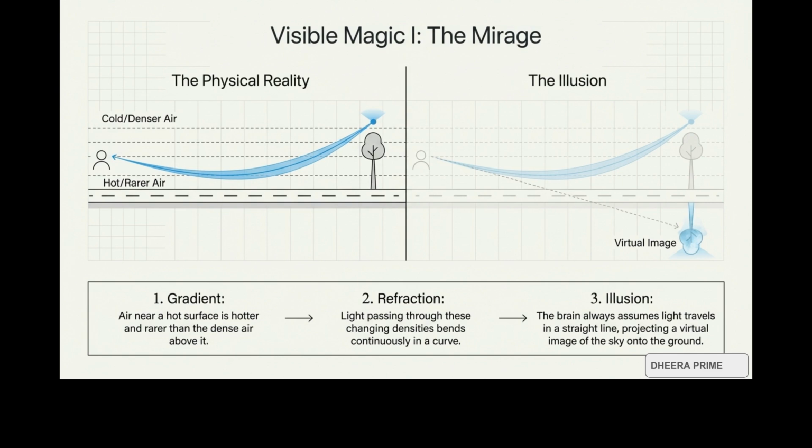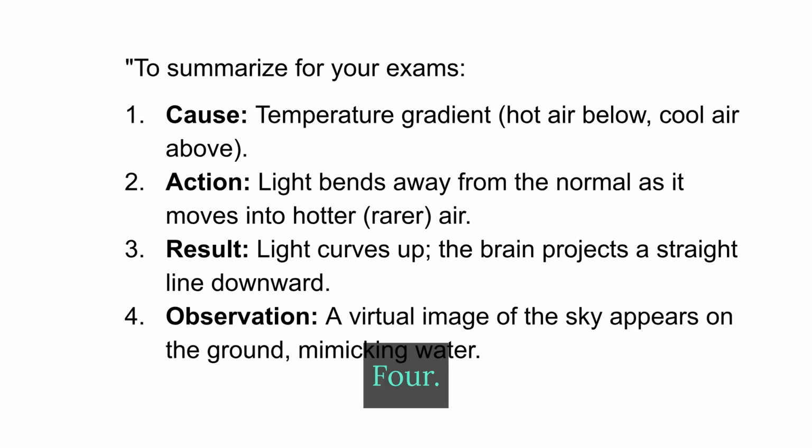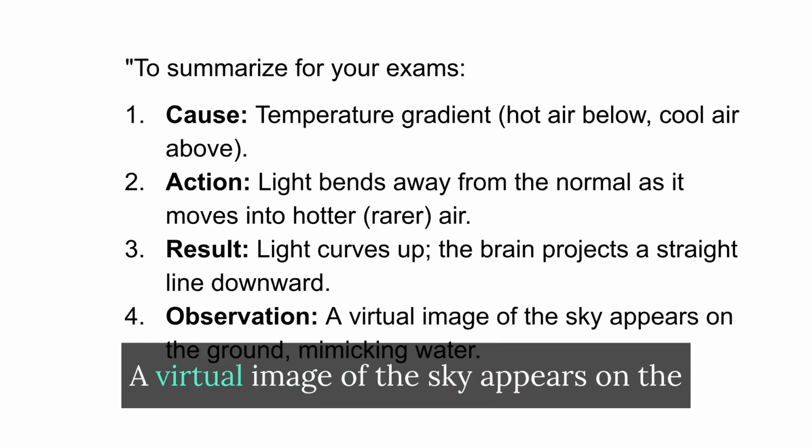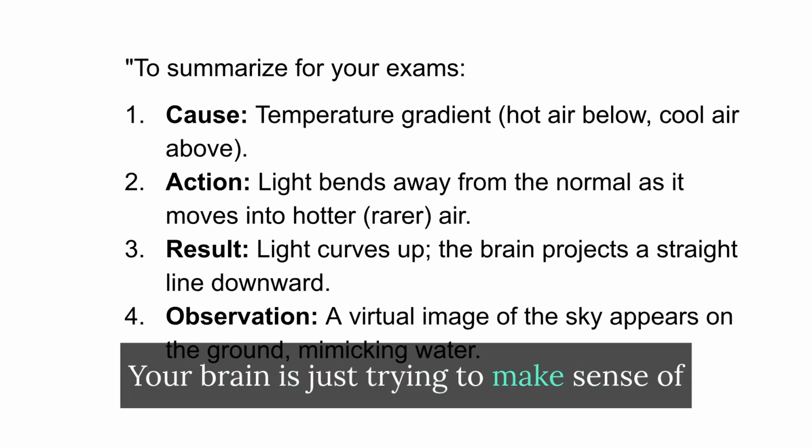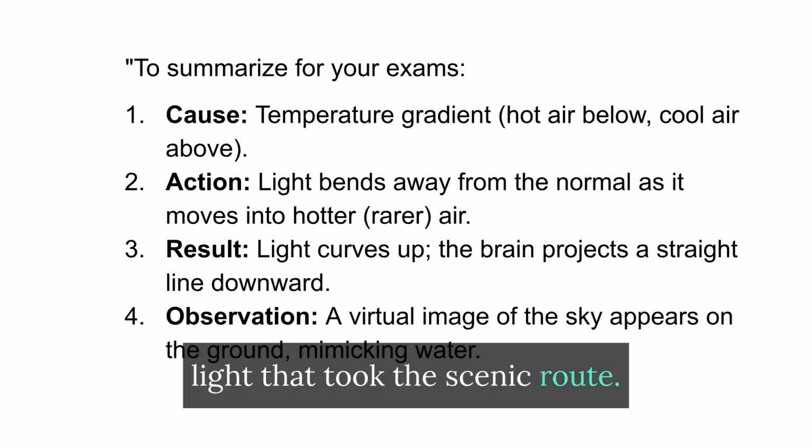To summarize for your exams: Cause: temperature gradient, hot air below, cool air above. Action: light bends away from the normal as it moves into hotter, rarer air. Result: light curves up. The brain projects a straight line downward. Observation: a virtual image of the sky appears on the ground, mimicking water. Nature isn't lying to you. Your brain is just trying to make sense of light that took the scenic route.